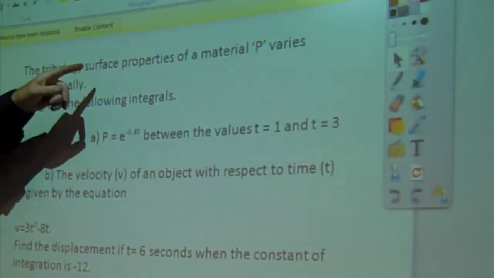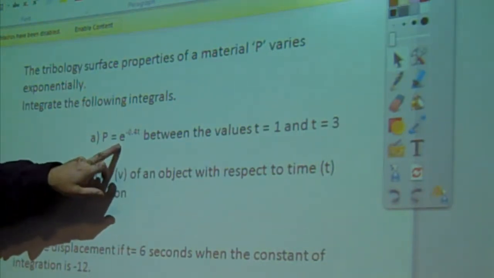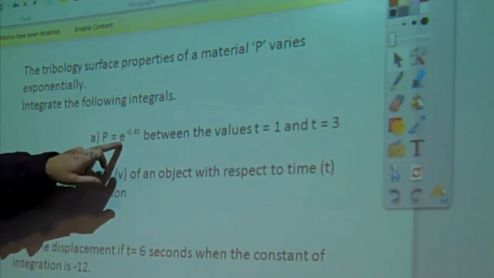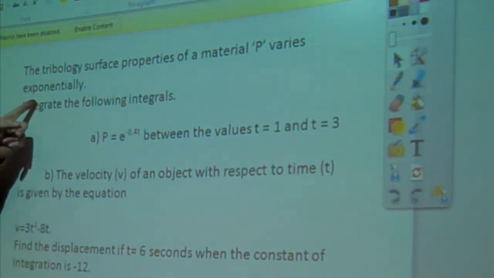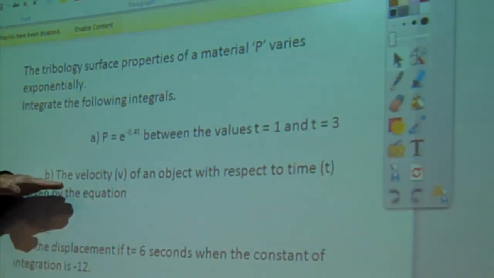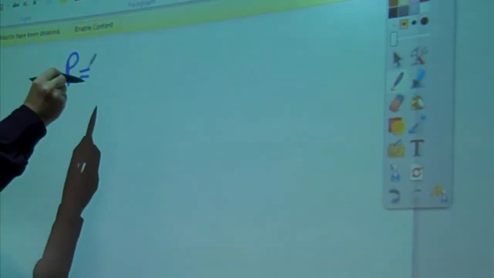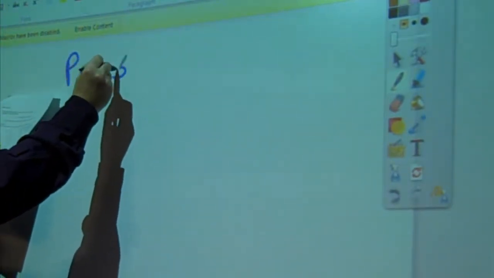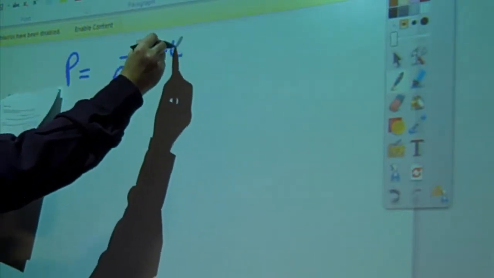The tribology surface properties of a material P varies exponentially. Exponentially, if you remember off last year, it's this exponent or sign here, just there, that e value. Okay, so what we've got to do really is do this bit first, then we'll do this one second. So if we just write that equation down, this equation was pulled out the bag. I don't know if you've seen it, but there's a minus sign there. Very important, that minus sign.